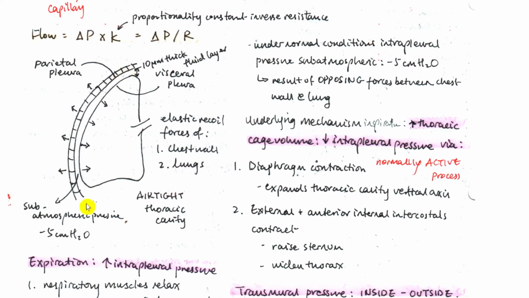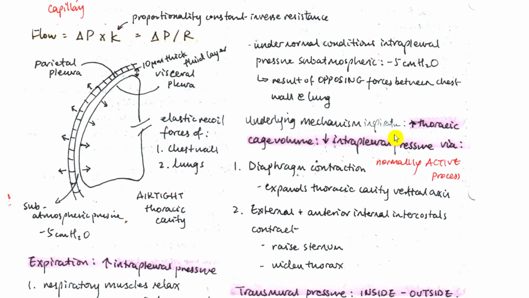So what keeps the lungs inflated? Firstly, the elastic recoil forces of the chest wall. So the chest wall wants to expand out, and the lungs want to collapse in, basically. So if there was not this layer in between, then that's what would happen. But because the thoracic cavity is airtight, there's this layer in between with negative pressure, which sucks those two layers together and stops the lungs collapsing and stops the chest wall bouncing outwards. Under normal conditions, the intrapleural pressure is subatmospheric. It's a result of the opposing forces between the chest wall and the lung.